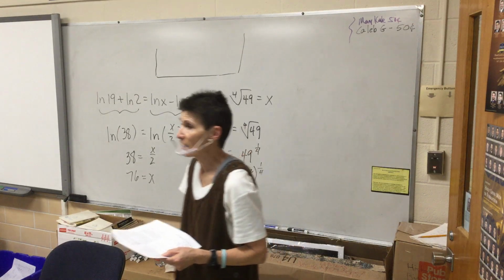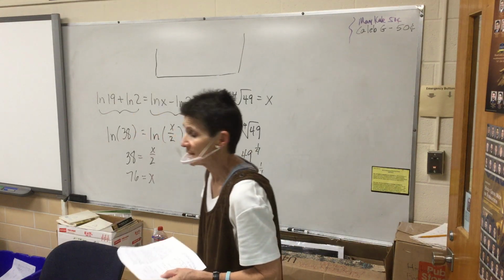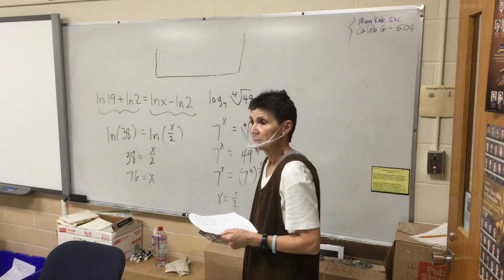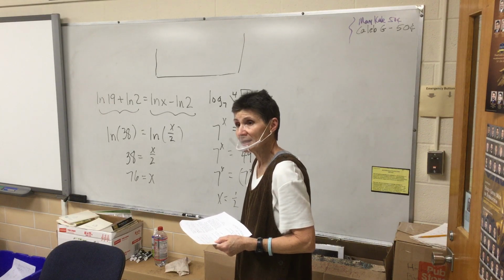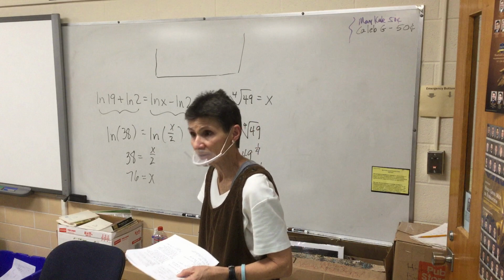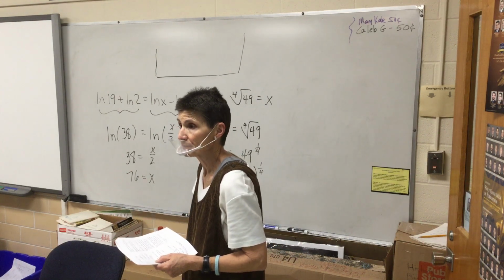B's another one I'm not writing down. What's the answer? 0.7. Remember, when an ln and an e touch each other.